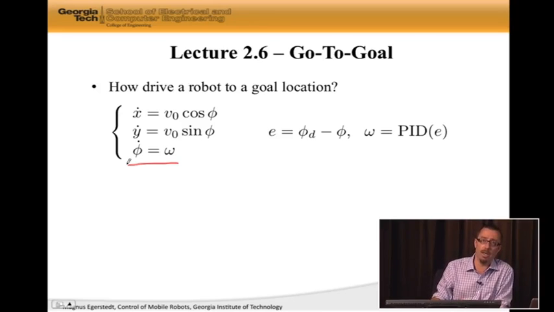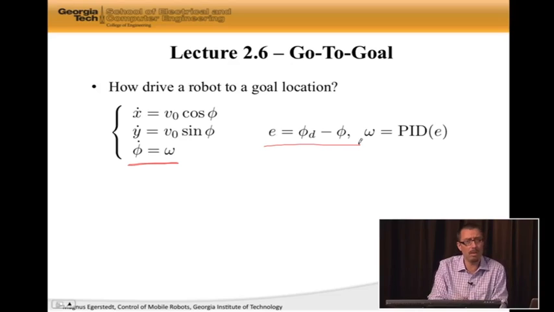Now, let's define the error. Error equals phi desired minus phi, so the desired heading minus the heading we're in. And then we can use a PID controller acting on E. We should remember that we may not want to act directly on E because it's an angle, so this little trick with arctangent 2 will allow us to ensure that E stays between minus pi and pi.